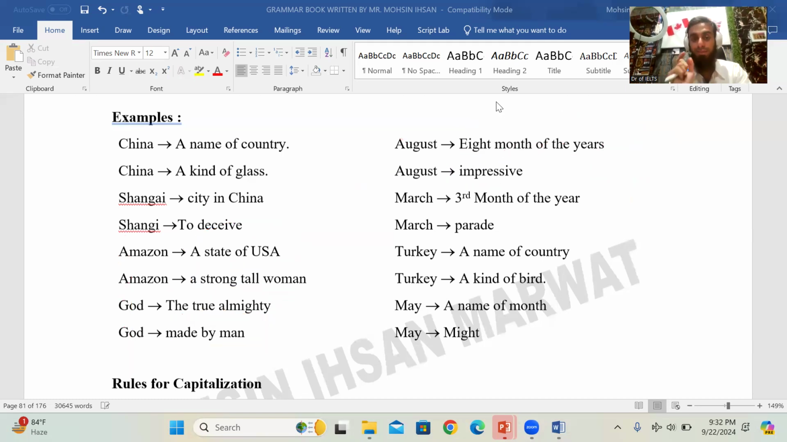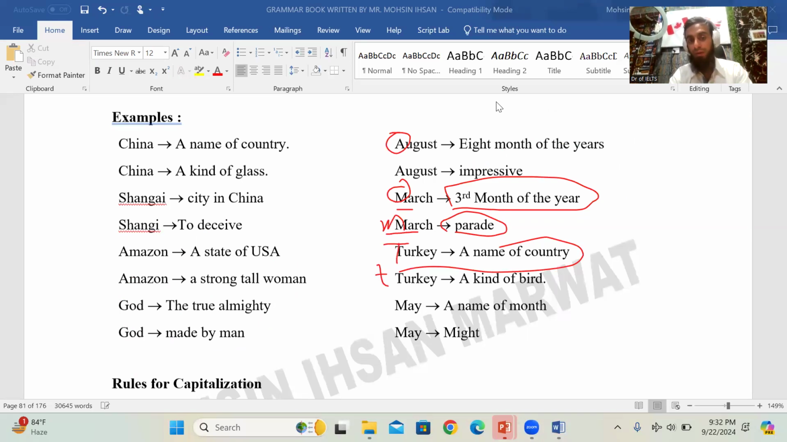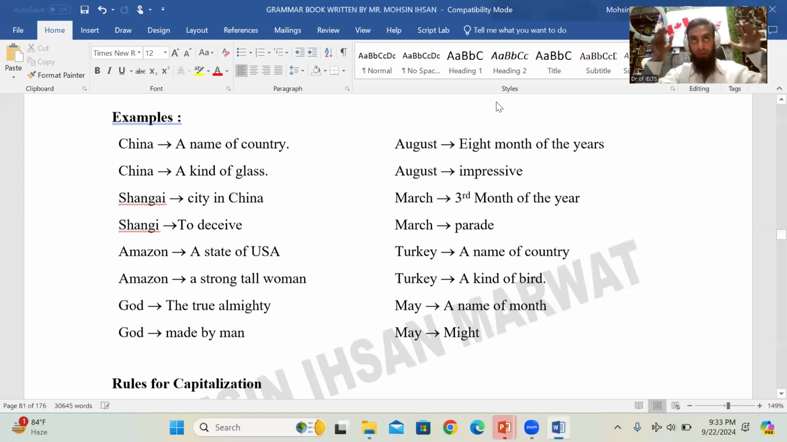So the months and the names of days should always be written starting with a capital one, right? March, if you write with the capital, it means month of the year. But if you write with the small march, it means parade, army parade, or anything. If you write with the capital, it's the name of a country, Turkey. If you write it with the small t, it's a kind of bird, just give it a search, a kind of bird having long hair and doing like this.